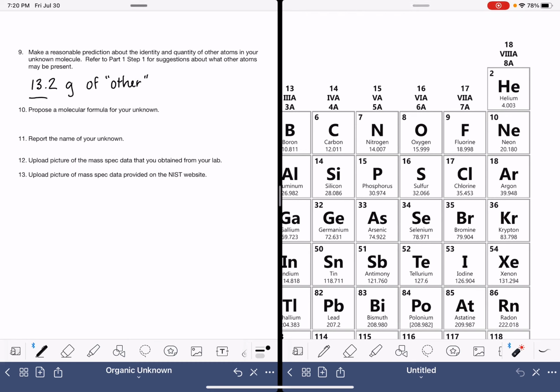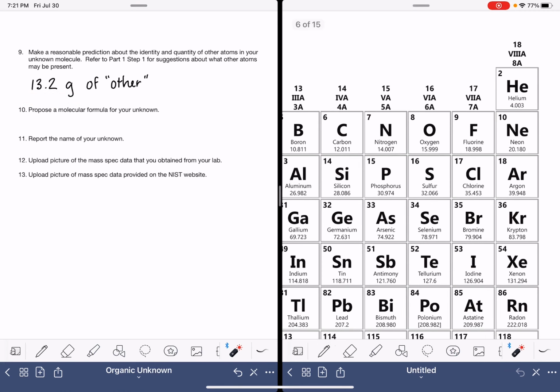So first of all, in the instructions, I'm telling you that whatever this other atom is, it's most likely that you only have one of them. So it's most likely that there's only one. There is a slight possibility that you might have 2 of these other atoms, but most likely there's only one. So what we want to do is go to the periodic table and find the atom that has a molecular weight or an atomic weight of 13.2.